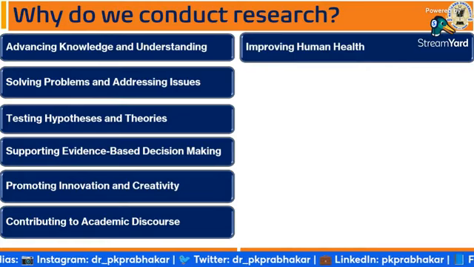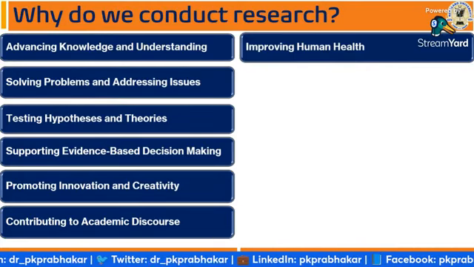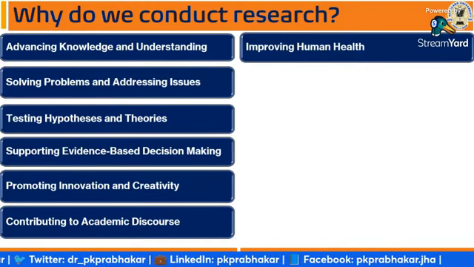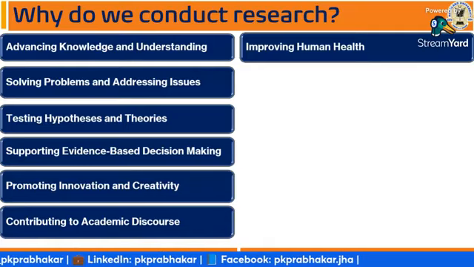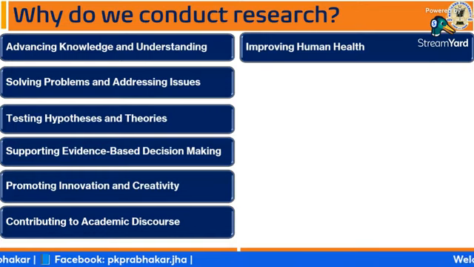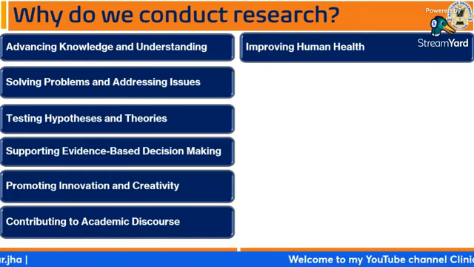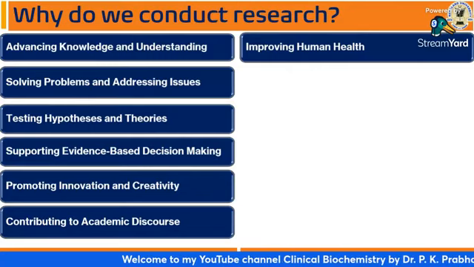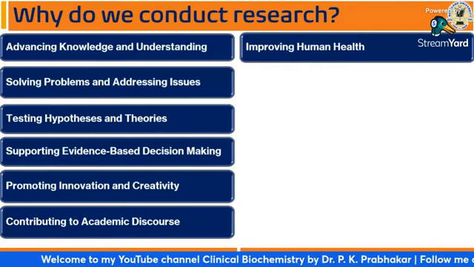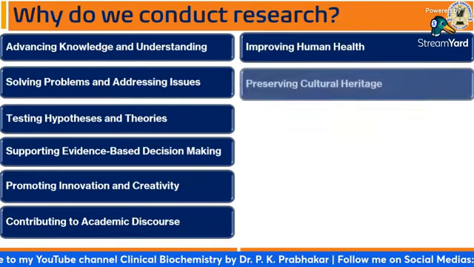Improving human health: medical and health-related fields such as pharmacy, medical, and applied medical sciences. Research in these fields plays a vital role in advancing healthcare practices, developing new treatments, new strategies, and new kinds of medicines. Research in this field directly impacts human health and well-being.